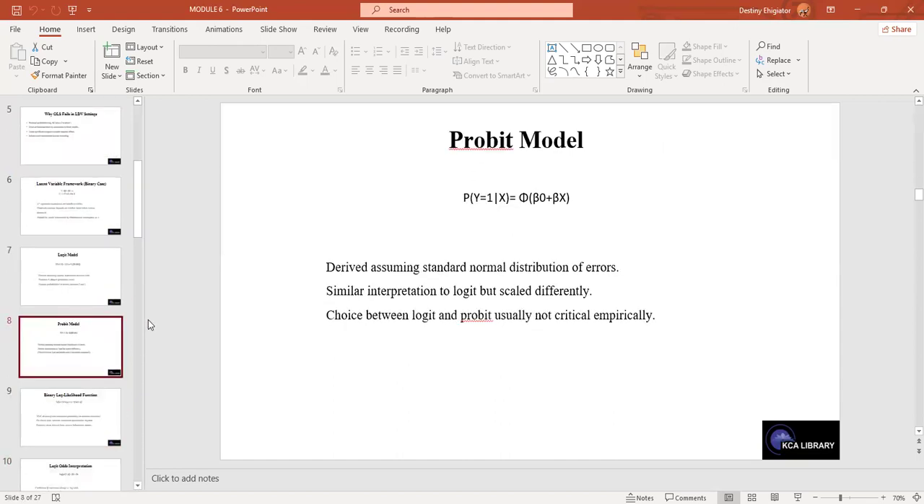The probit model. This is the equation for the probit model. It is derived assuming a standard normal distribution of errors. It has a similar interpretation to logit, but is scaled differently. The choice between logit and probit is usually not critical empirically.